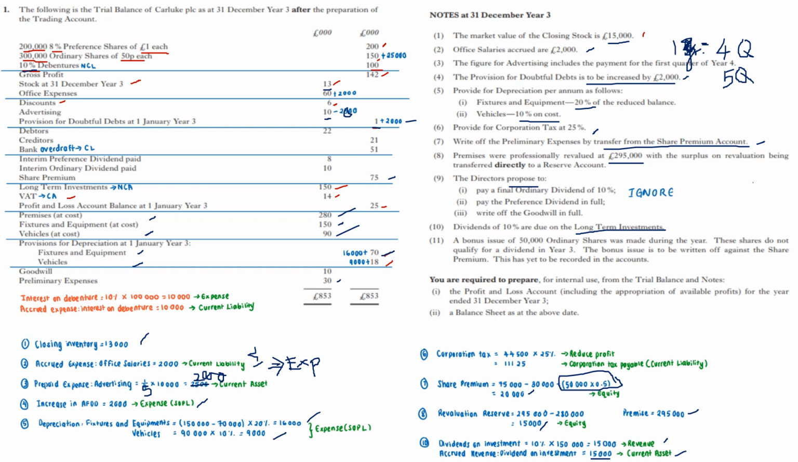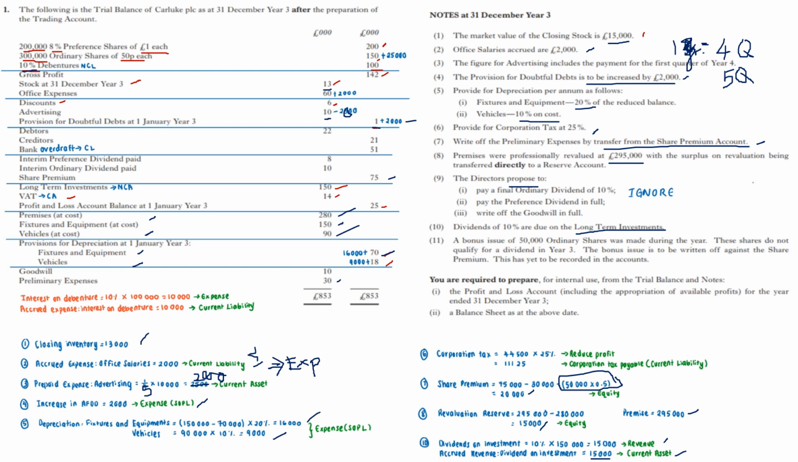Okay. Number 11. Bonus issues of 50,000 ordinary shares was made during the year. Okay, now again, what is bonus issue? Bonus issue means that they issue out shares for free to existing shareholders. Okay, this is so that investors will continue to invest with them.